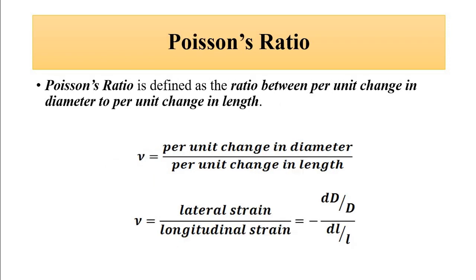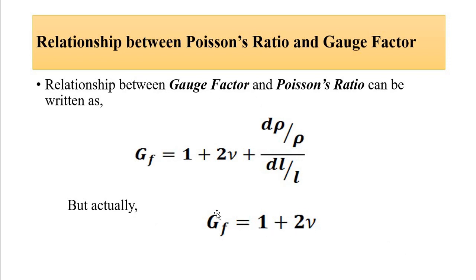So there is a relationship between gauge factor and Poisson's ratio, just remember it. Gauge factor is twice Poisson's ratio plus 1. Okay, GF, which is gauge factor, is equal to 1 plus 2 nu, where nu is Poisson's ratio.